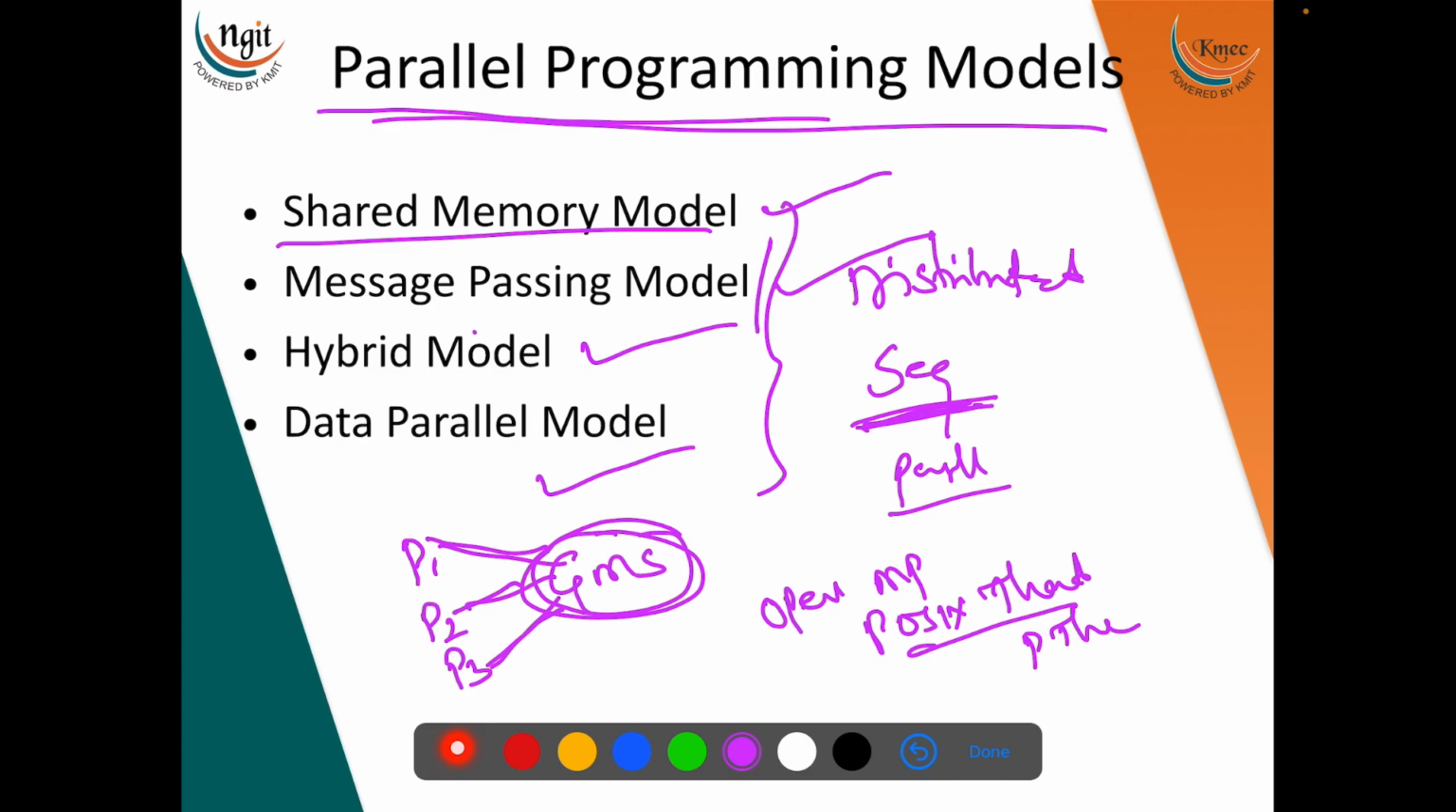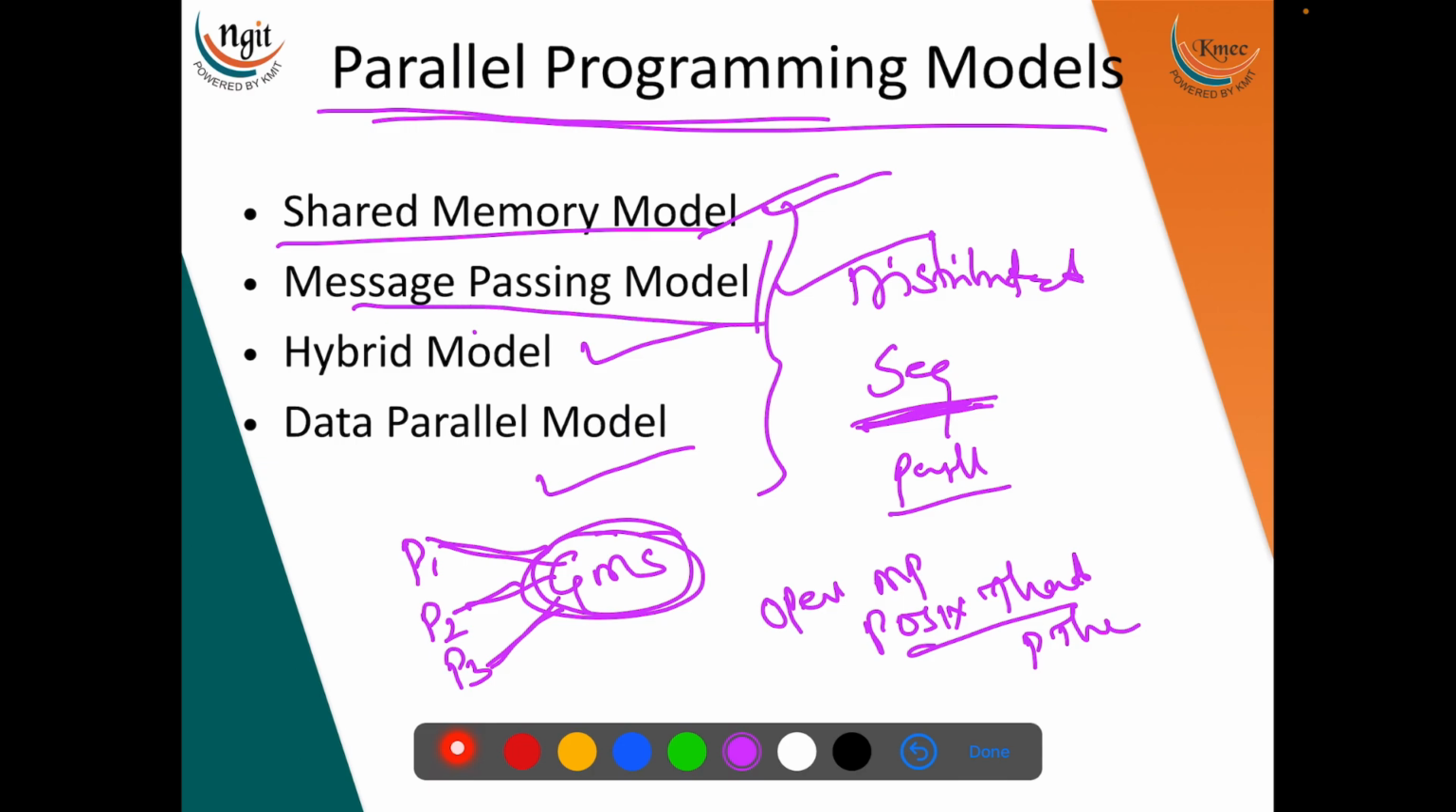Now the advantage of the shared memory model is that it is easier to program and understand, as the memory is shared among all the processors. The disadvantages are scalability issues due to contention for shared memory, and difficulty in managing data consistency and synchronization.